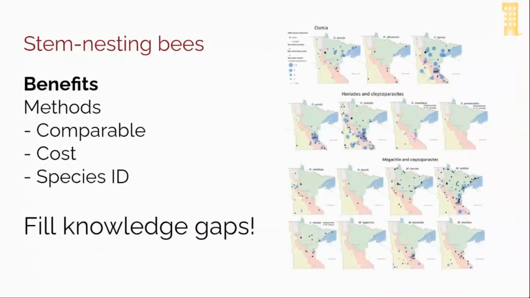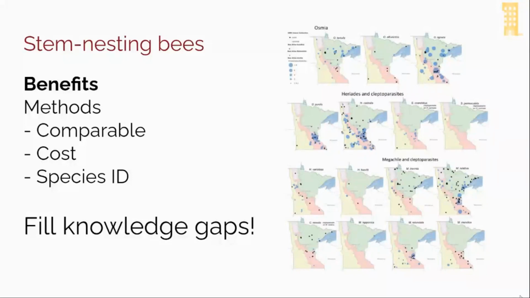Some of the benefits. We got comparable data across the state of Minnesota. This is a really large geographic scale to cover. And we couldn't have done this without volunteers out there to hang blocks in different places for us. And we used the same method in three different years. So we know, relative to each other within the state, within the blocks, where different bees are.